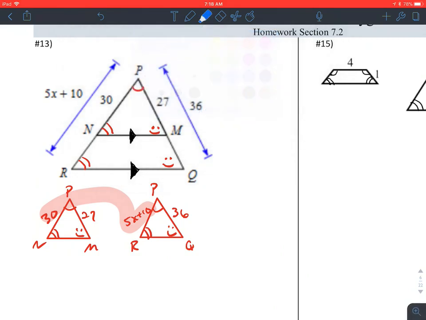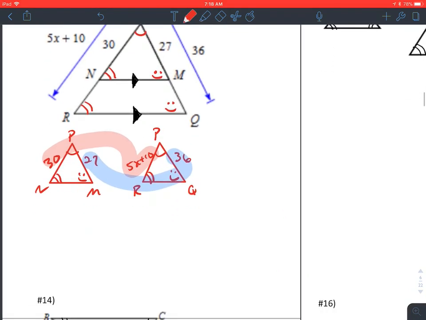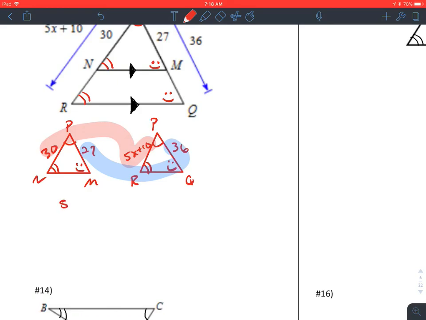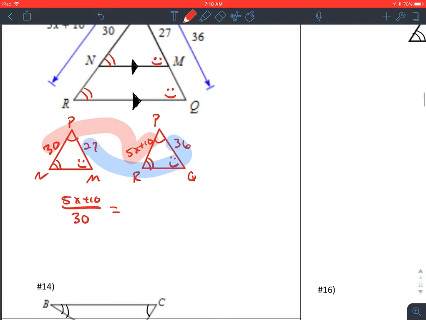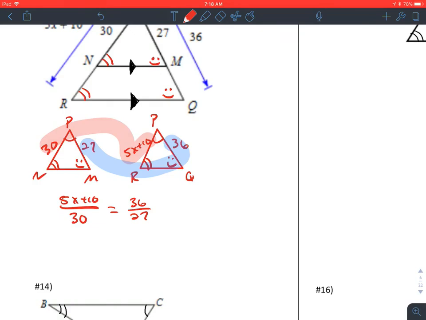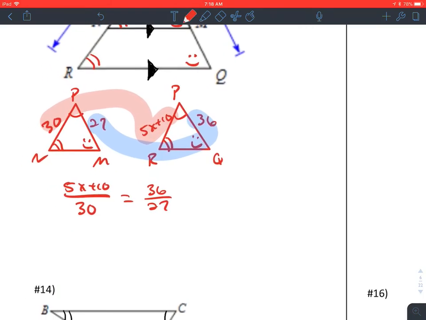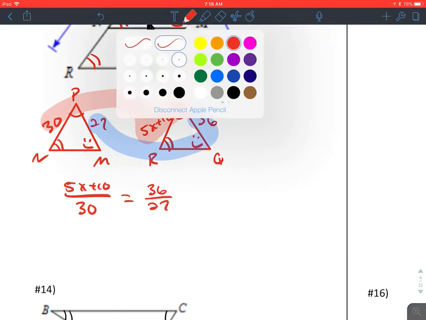30 is to 5x plus 10, as 27 is to 36. I'm going to put my variable on the top, so I'm using the triangle on the right on top in both cases. So just confirm that both of these are from the triangle on the right. They are. Both of these are from the triangle on the left. It's important that you have relationships horizontally and vertically. You should have no relationships diagonally.